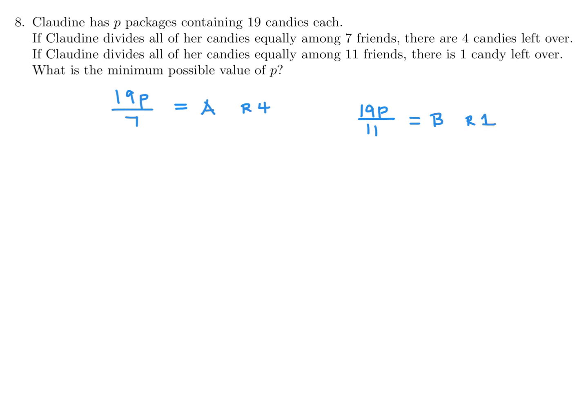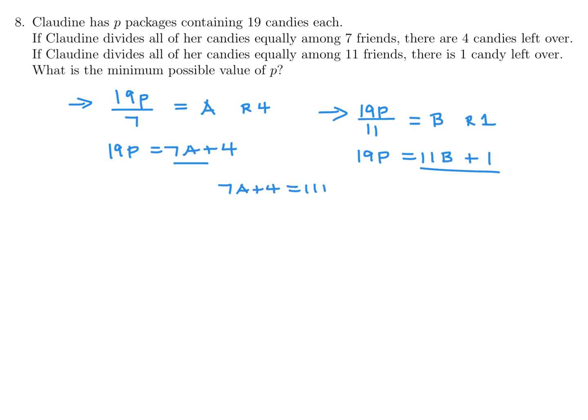So I'm not sure how that helps. But with this, we can come up with the algebra. 19p basically would be 7a plus 4. That's the algebra that we could get from this one. And from this one, we would get that 19p would be 11b plus 1. And then, of course, this would be equal to that, right? 7a plus 4 would be equal to 11b plus 1.